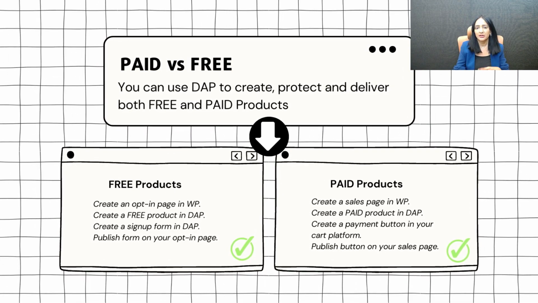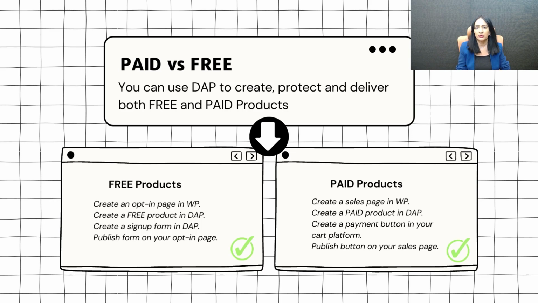So if you want to sell it, you need a shopping cart platform to be able to create your payment button and publish it on your sales page. The sales page is something you would create in WordPress directly. That's not part of DAP. But once you create the sales page where you have the pricing table, you need a payment button. And that's the stuff you can do using Smart Pay Cart, which is our shopping cart plugin made for DAP.